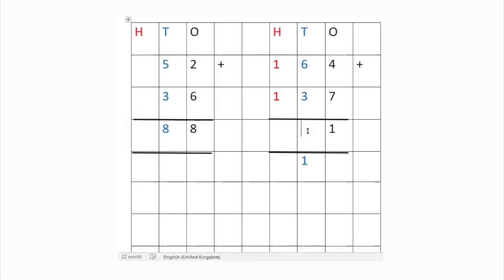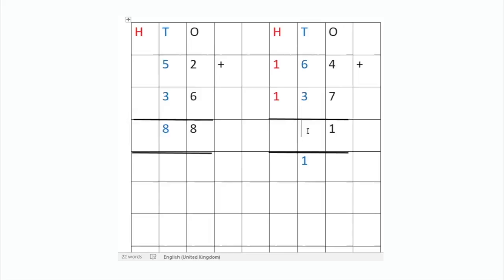This is where it gets a bit tricky now. So we would do 6 add 3, but from my personal experience, a lot of common errors come from the fact that people forget about this 1 underneath. So the 10 that we've carried over. So we do 6, add 3, add 1. So 6 add 3 gives me 9. And then 9 add 1 gives me 10.